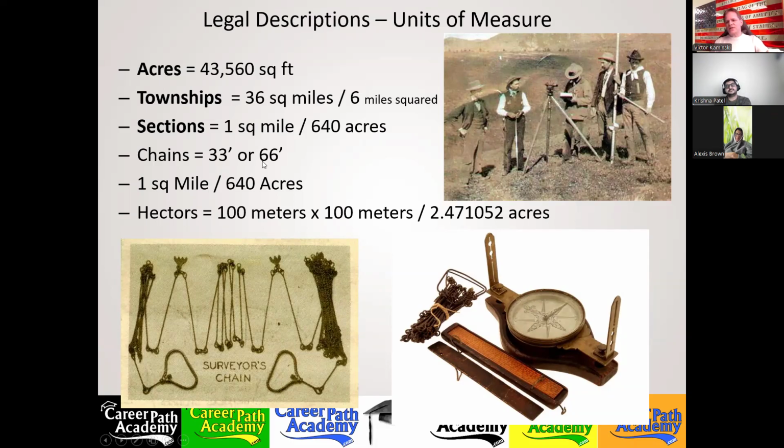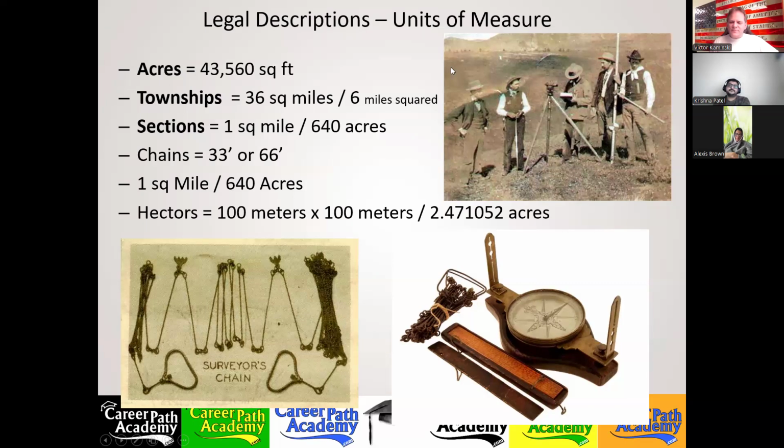And basically, they'd stretch out that chain, and then they would use the compass to see the direction that it was going in so that they could accurately map out the entire United States, as well as people's properties, state lines, municipality lines, things of that nature. But back then, they were just mapping out the general state lines and the country itself.